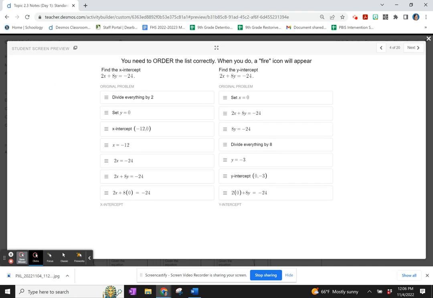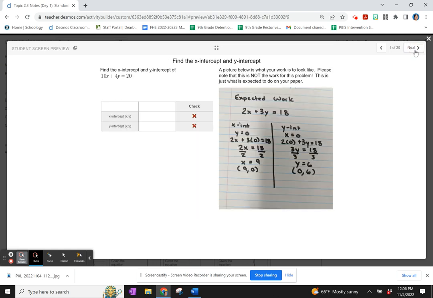Now you're going to order these the same way. So I will let you try to do that on your own. The fire icon will appear when you are correct. So for number 5, I took a picture of my expected work. And please note that it is not the problem given. It's just reminding you to set up a T chart. So we have the x-intercept and we have the y-intercept.